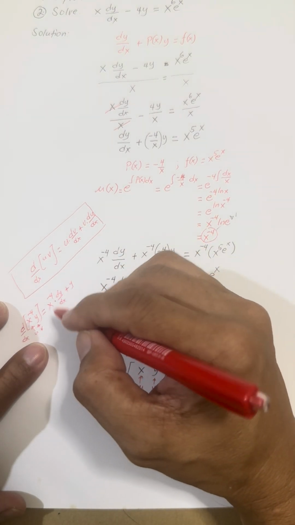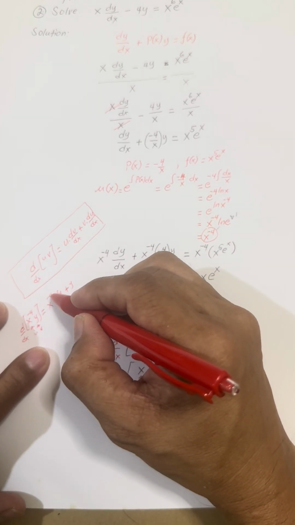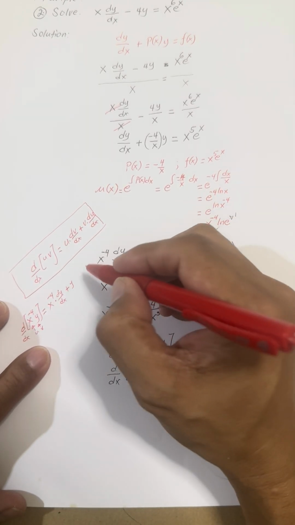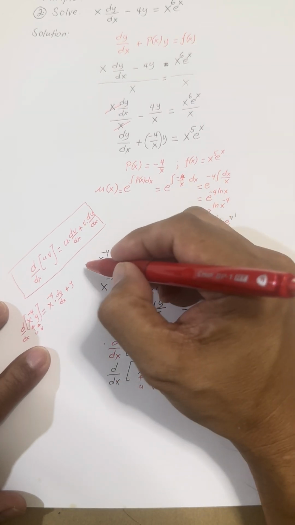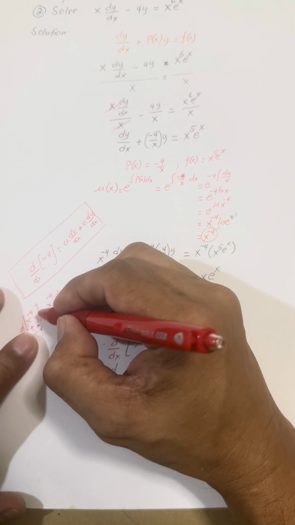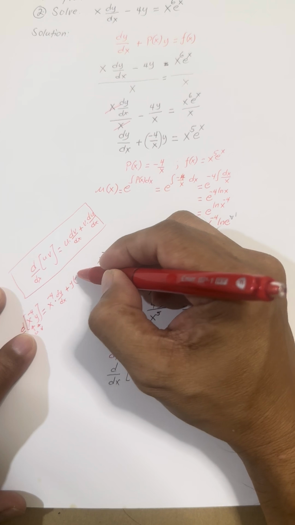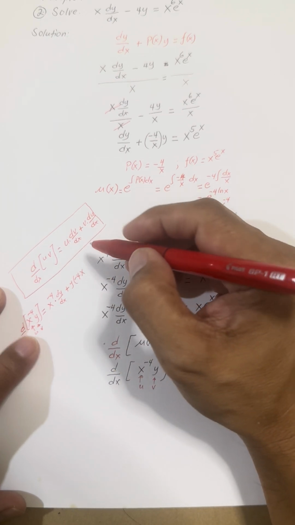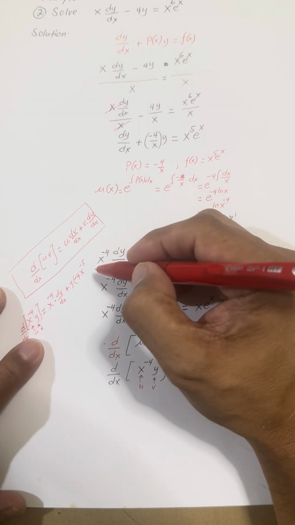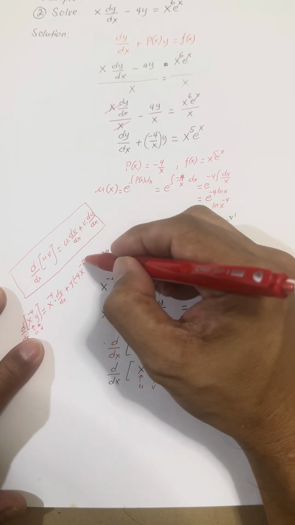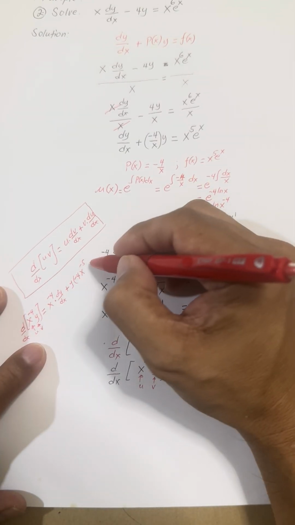So what is the formula in finding the derivative of a power? The power will go down, then you subtract 1. So this becomes minus 4, then x to the power minus 5, right? So that's the result after differentiating this with respect to x.